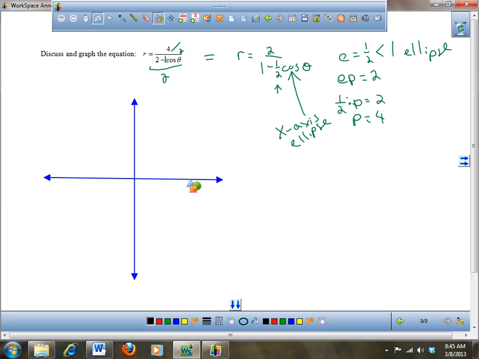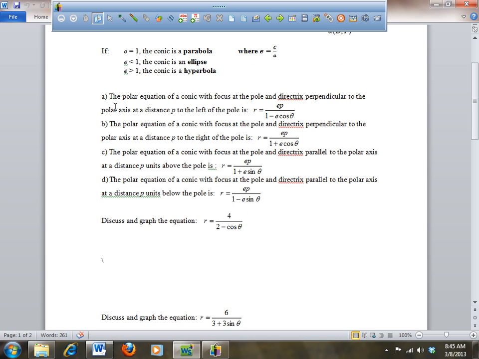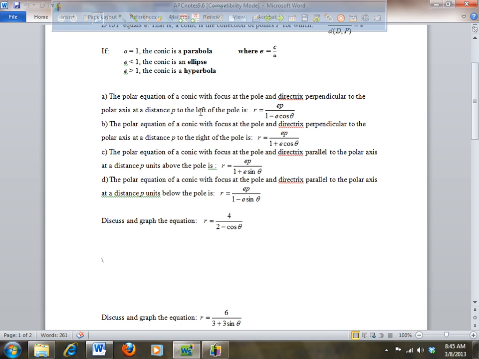I'm getting so good with these tools now. Okay. I know that this is going to be an ellipse going along the x-axis, except it's going to be centered on... I'm not getting so good. Let me try that again. Okay. If I start down here, it's going to be something like this. However, it's going to look more like this. And the reason it looks like that is because with every single one of these, it says the polar equation of a conic with focus at the pole. So every one of these is always going to have a focus at the pole.